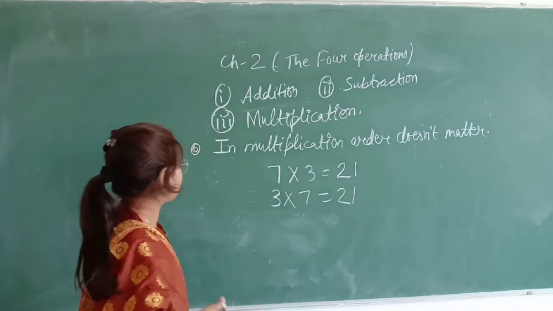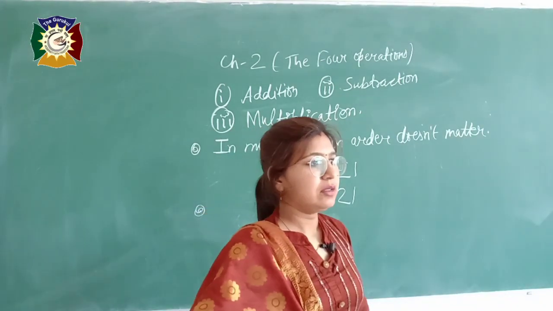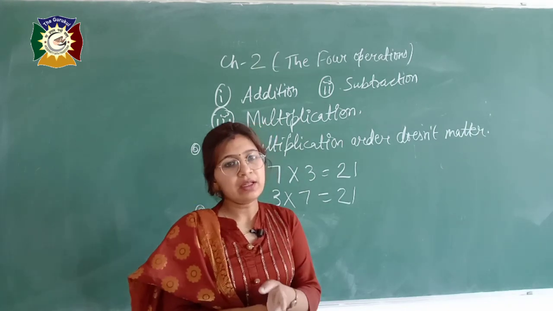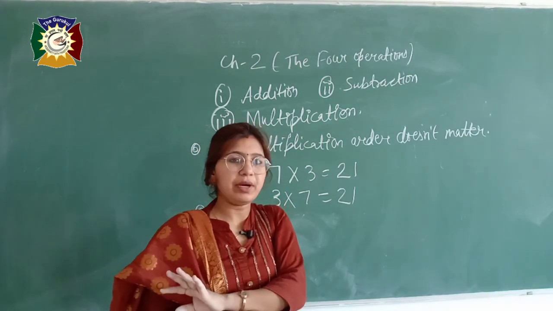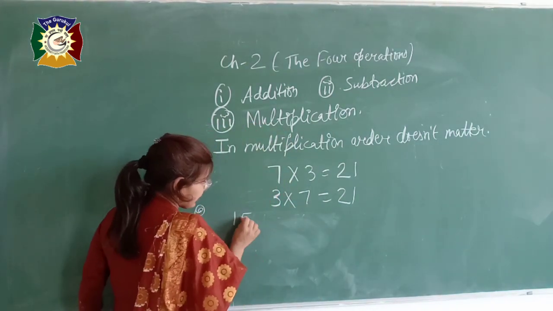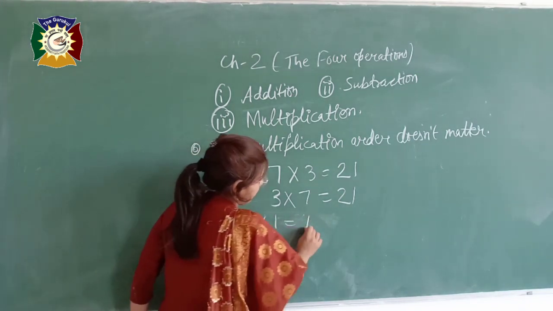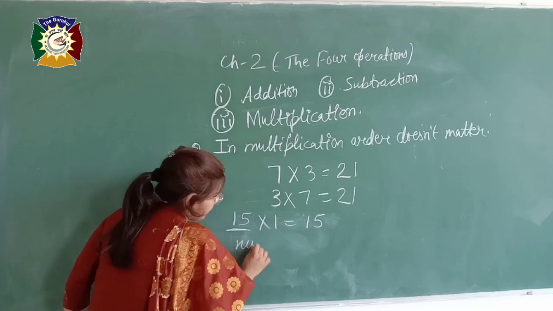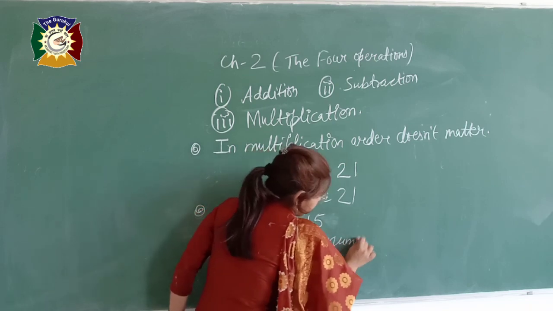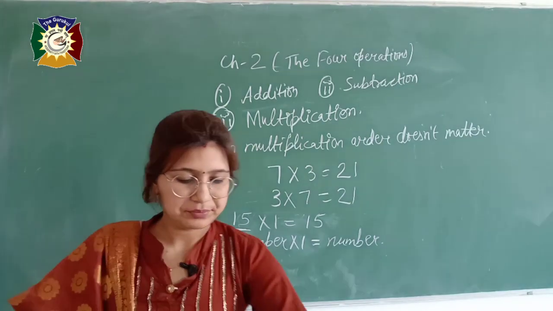Now we will do the second property of multiplication. In the second property of multiplication, it is given that when any number is multiplied with 1, then you get that particular number. There is no change in the number. See, if we have 15 and I multiply it with 1, I will get the number 15. Any number into 1 again gives you that particular number. Same number you get. Understand?